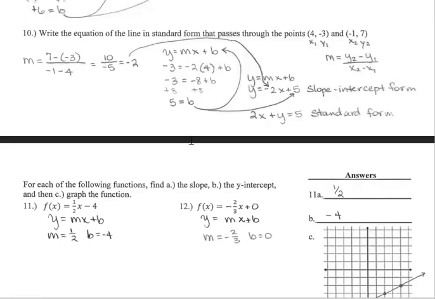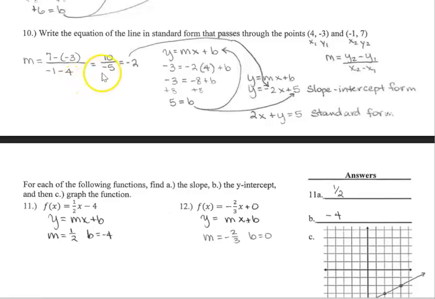So that's ax plus by is equal to c. And they only gave me 2 points this time. Okay, so if they give me 2 points, the first thing I need is a slope. So I'm going to do what we did a moment ago. I'm going to do y2 minus y1 over x2 minus x1 to get my slope. So I'm going to do 7 minus negative 3 over negative 1 minus 4.